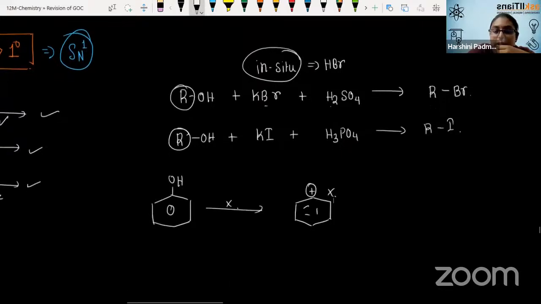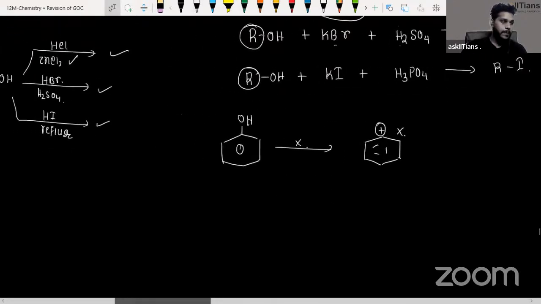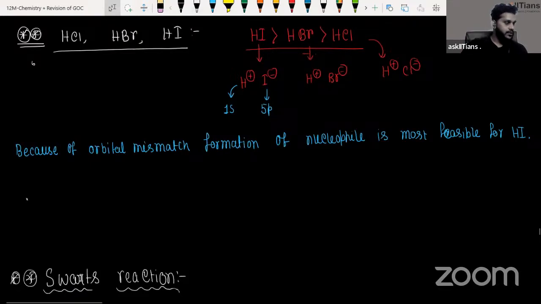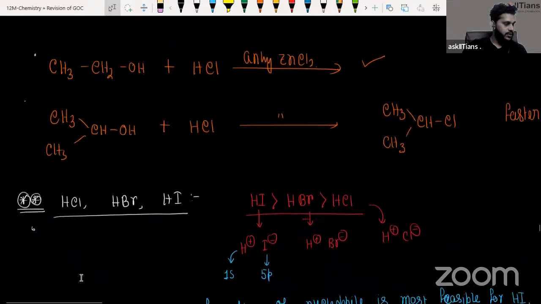Now, can we also use diazotization for making aryl iodide? We can, but like I said, the best way. Best way means it's very cost efficient and very much less time consuming. Considering all these things, the best way is that one. All right. So I guess I have talked about all the things which were needed here.